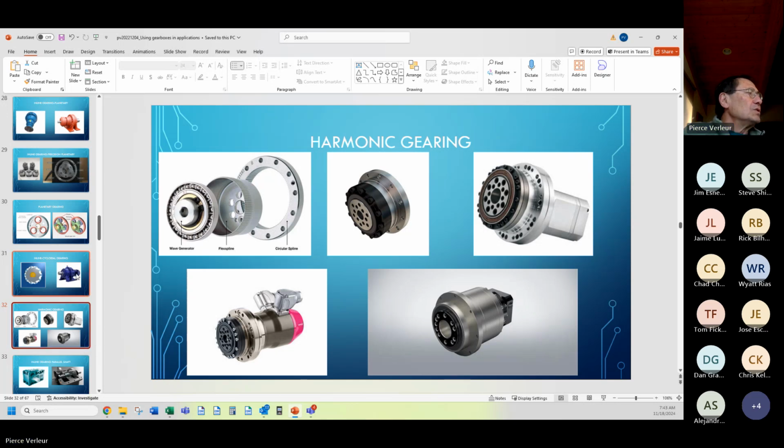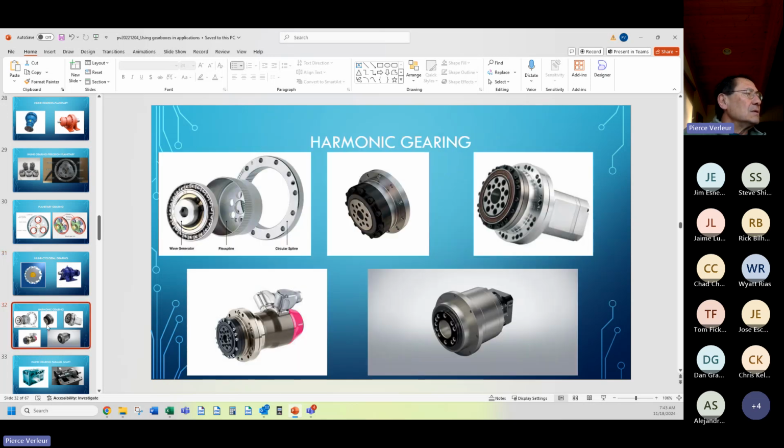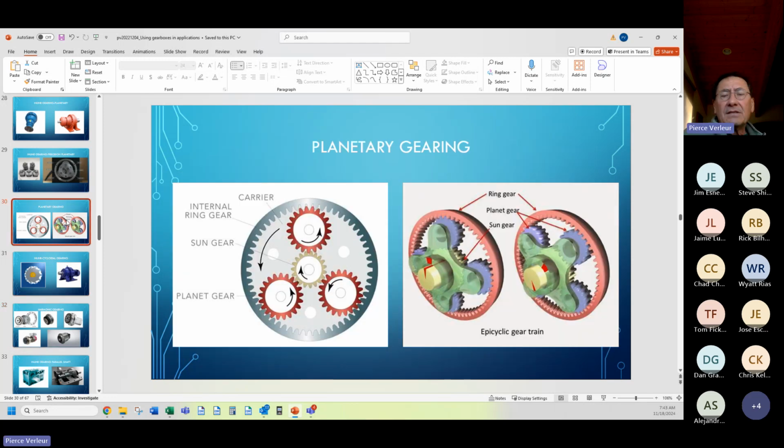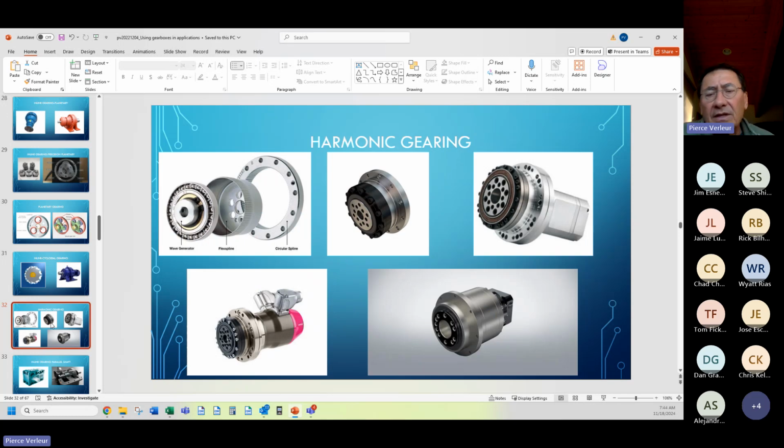So, the two types of gearing that are very important in precision applications are cycloidal and harmonic. Also planetary. Planetary is less expensive. It's more used because a lot of applications don't require zero backlash. And these are more expensive, but they achieve the purpose and they're very reliable zero backlash gearboxes.